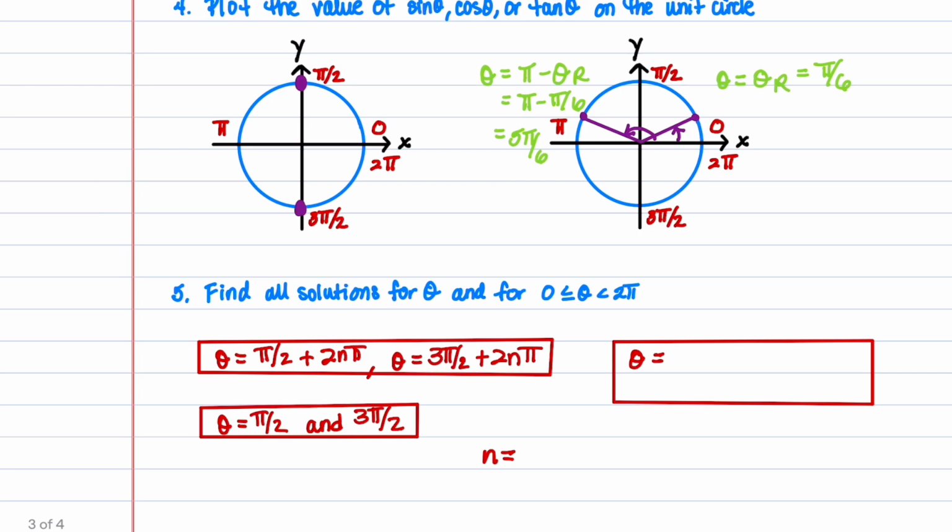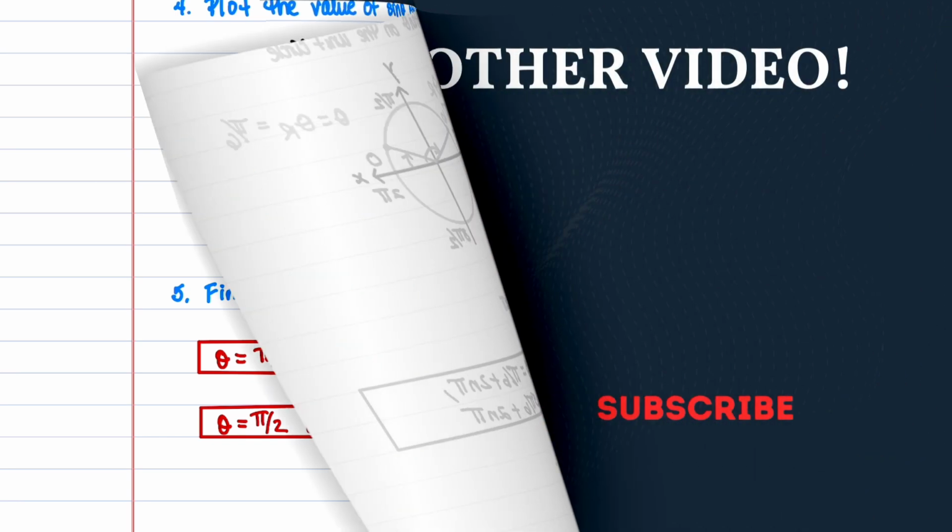So down at the bottom, we'll write that theta is equal to pi over 6 plus 2n pi and 5 pi over 6 plus 2n pi. And we'll remind ourselves that n is 0, plus or minus 1, plus or minus 2, and so forth.